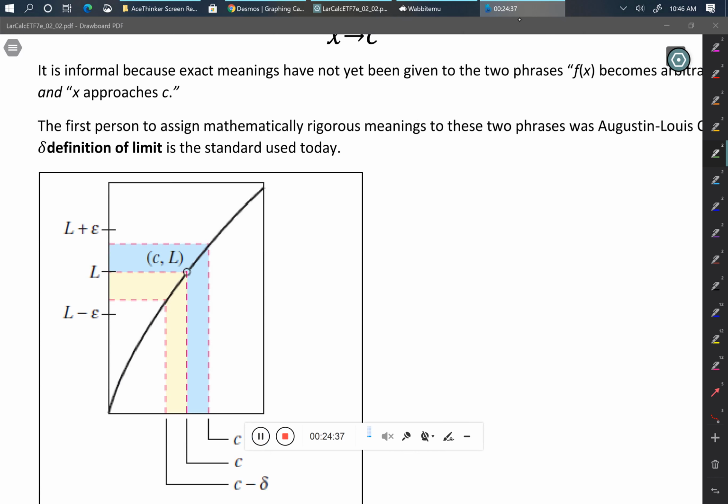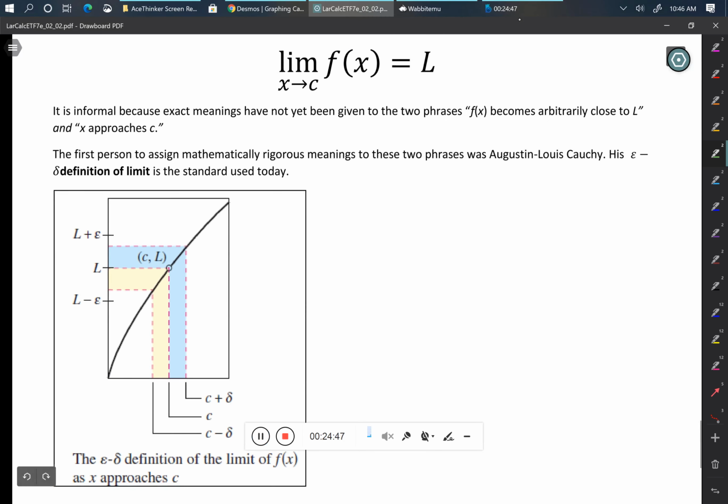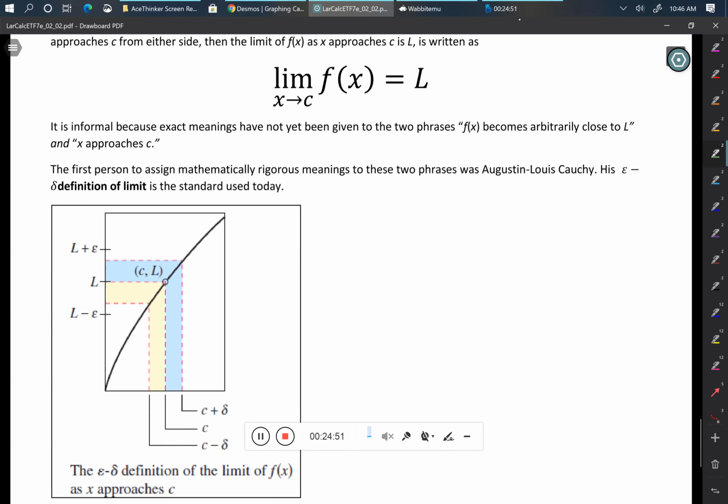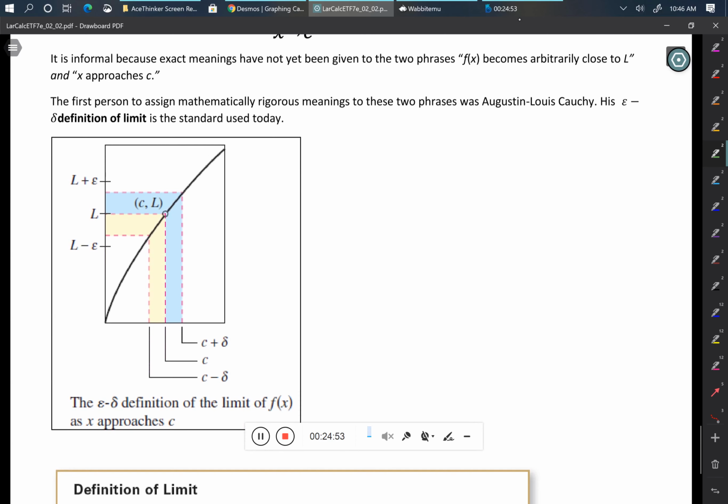So at this point in time, you should be able to find the value of a limit numerically or graphically or both.